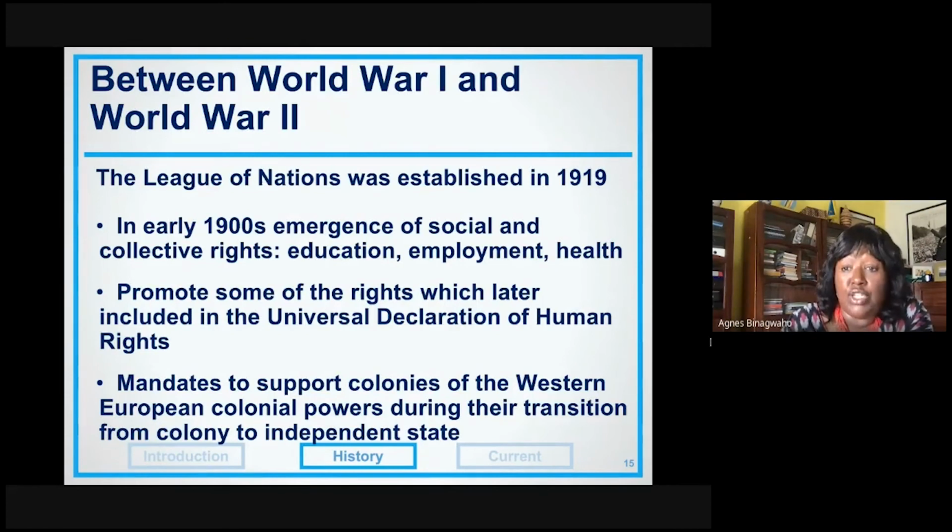The internationalization of rights with the League of Nations, established in 1919, was the first worldwide intergovernmental organization created to prevent war and international disputes through negotiation and to promote some of the rights which were later included in the Universal Declaration of Human Rights, and to support colonies of the Western Europe for their transition from colony to independent states.